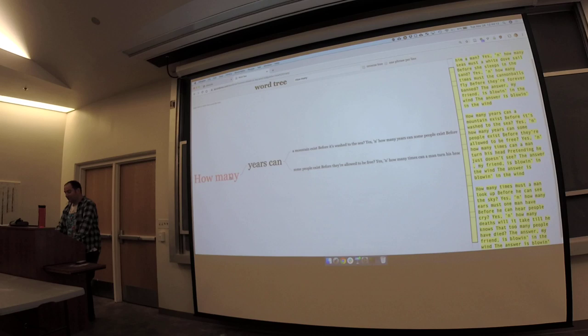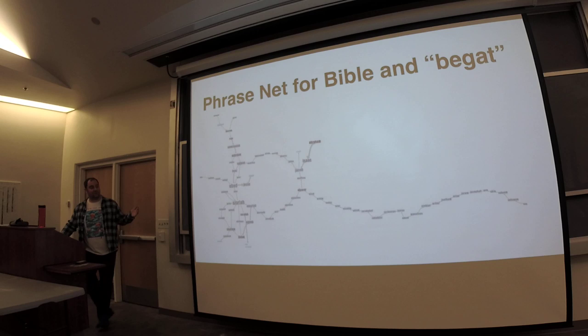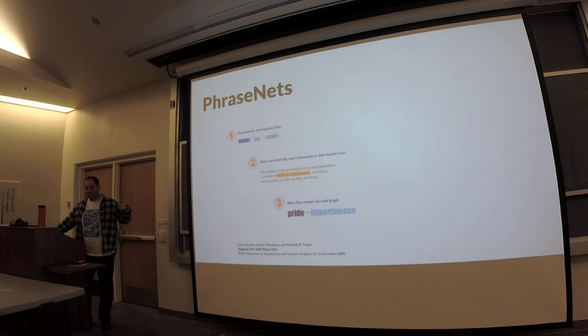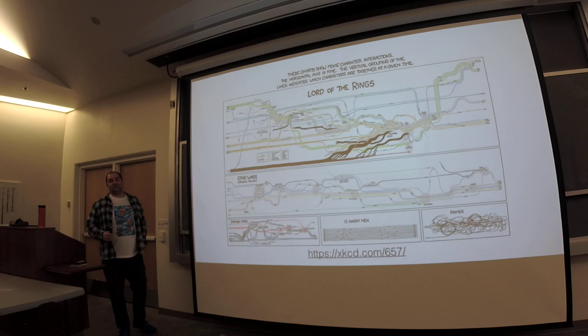And I did show this before. This is basically extracting simple structure from text by a simple rule. In this case, the begat, like Abraham begat Isaac, begat Jacob, and then you can extract the family structure out of this. So this is how this worked. This is also unfortunately offline nowadays, but essentially you simply put in your rule here, and then it would create this phrase net.